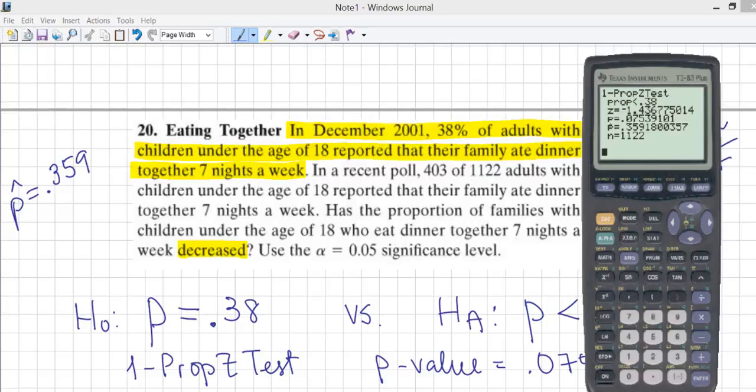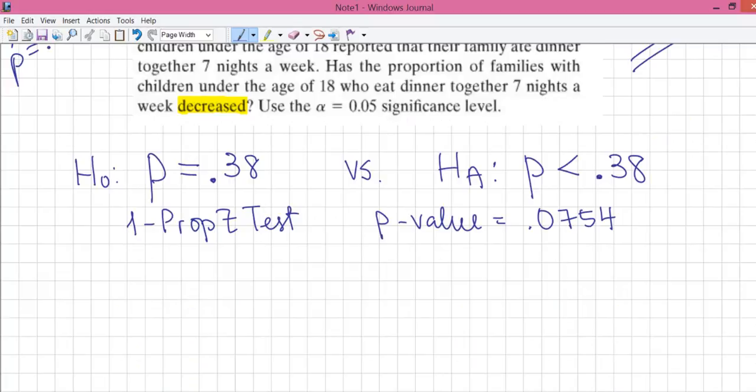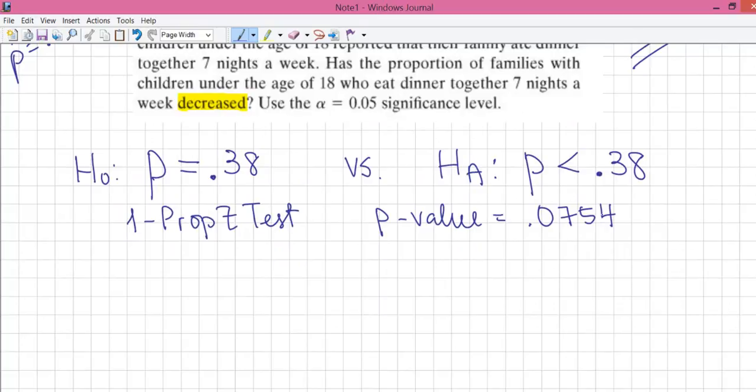So here's your proportion, right? This is your P hat, this is your P value, 0.0754. What do we do with this? Well, this tells you really what's the probability of taking this sample and computing this proportion and getting it to be 0.359. Well, it's 0.0754. We've got to compare this to the alpha level. So 0.0754 is greater than 0.05.